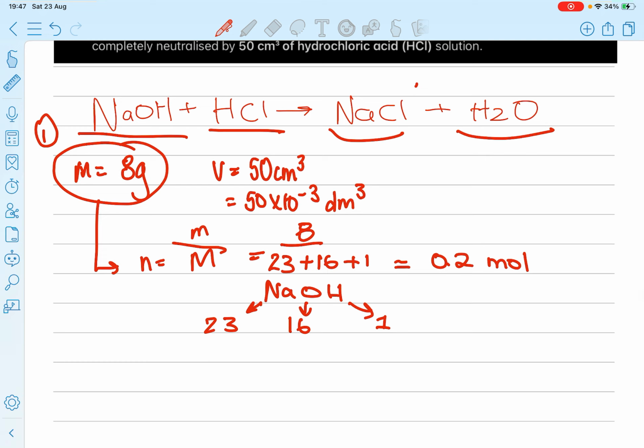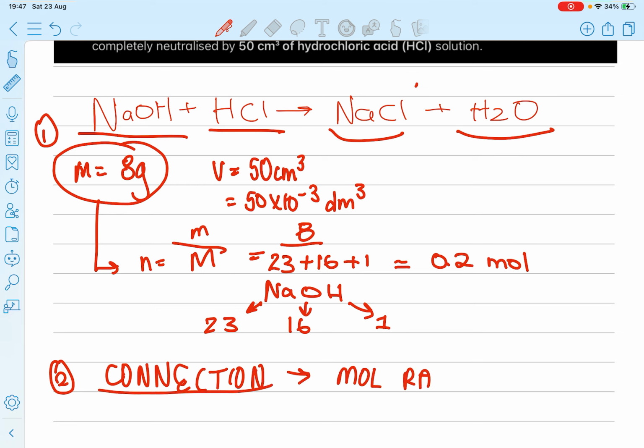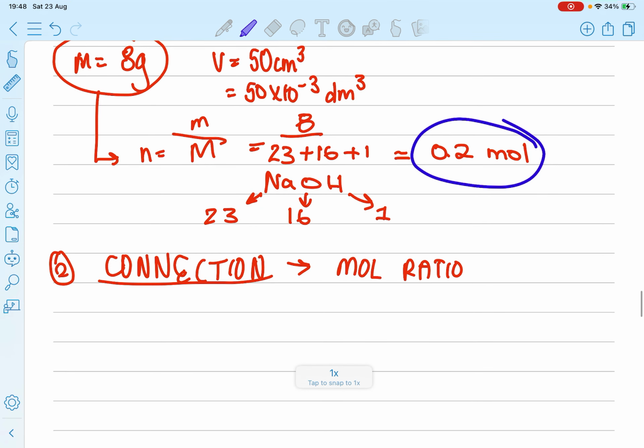Once again, what do we do next? This is step number 1. Look at the information that you have. You have the mass here. Next step is now we form the connection. The connection is our recipe. Our connection is our mole ratio, where we say, cool, we know that we've got 0.2 moles of sodium hydroxide. But sodium hydroxide is reacting with hydrochloric acid. So how much of it is going to react with hydrochloric acid? And that is where you do mole ratio.